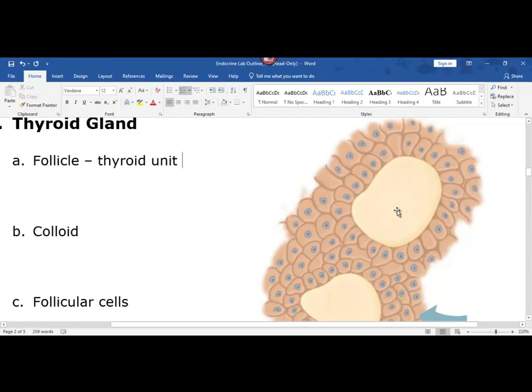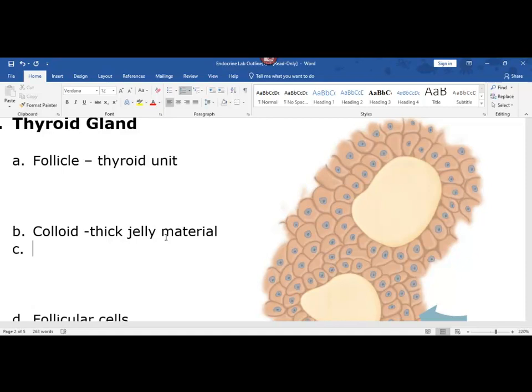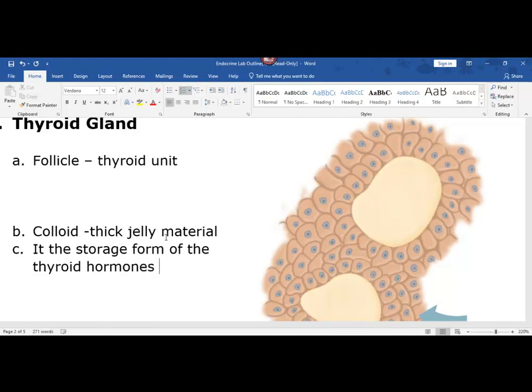Colloid, which is this stuff, okay? The stuff in the middle. Colloid is a thick jelly material, and it's the storage form of the thyroid hormones. I'll get my typing down better.